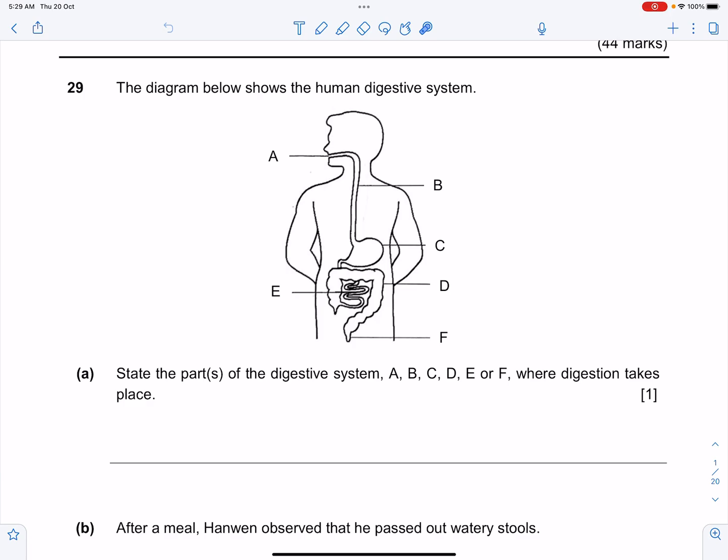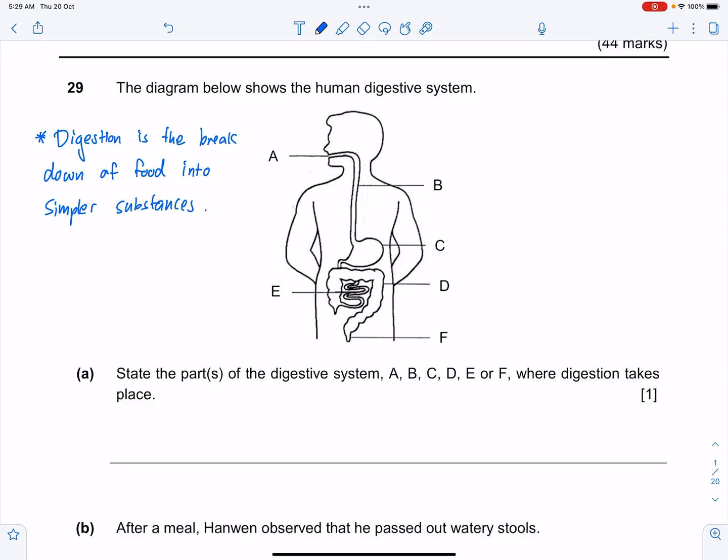Usually they would test you on the definition of digestion. Alright, so please pen this down. So digestion is the breakdown of food into simpler substances.